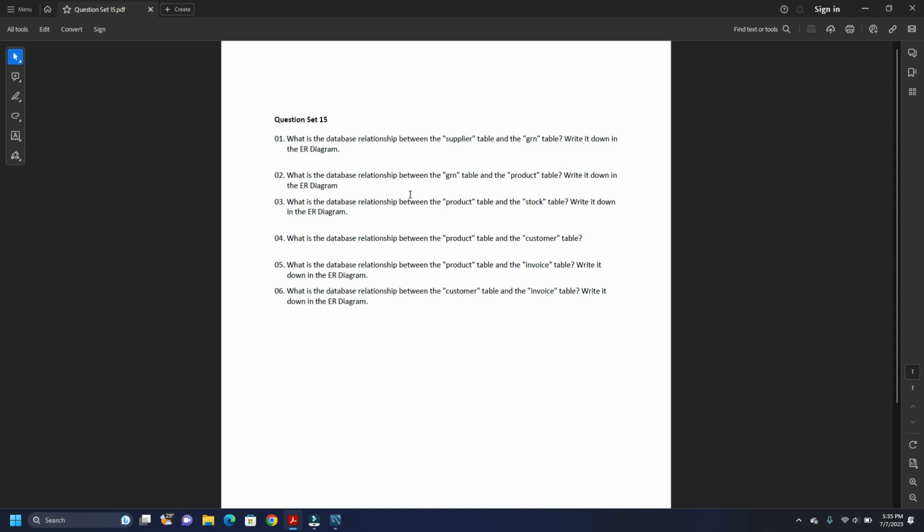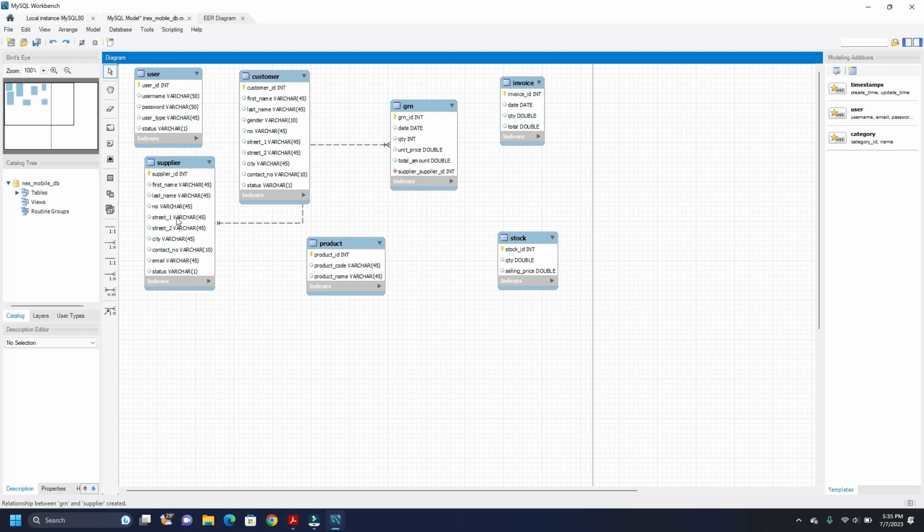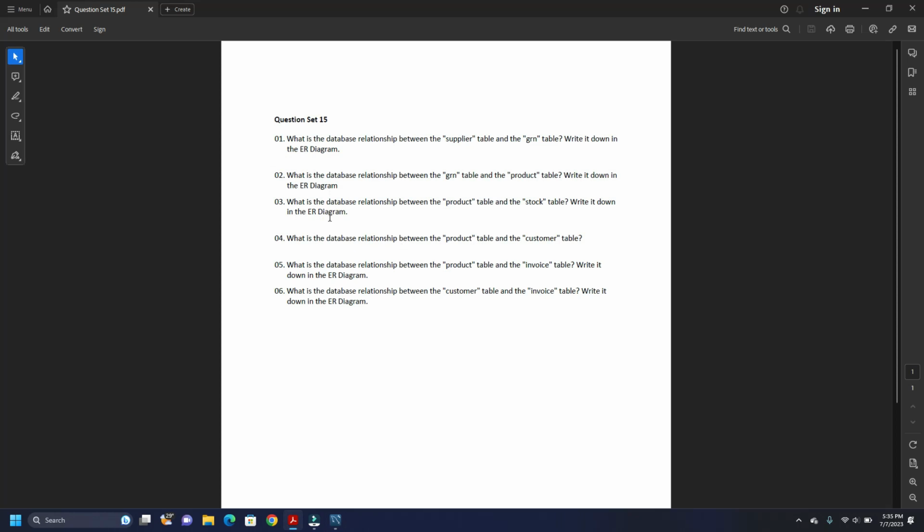So let's go ahead and create that relationship as well. First we select the many side, which is the product, and then we select the GRN table. There you go, we have created the relationship between those two tables. And on to the third question, we have: what is the database relationship between the product table and the stock table? Write it down in the ER diagram.